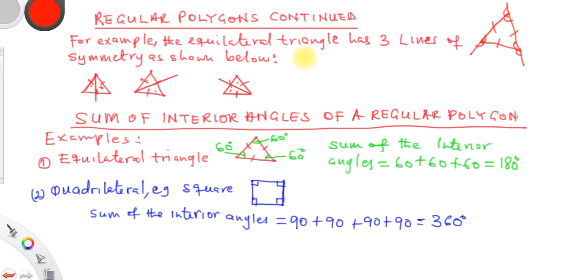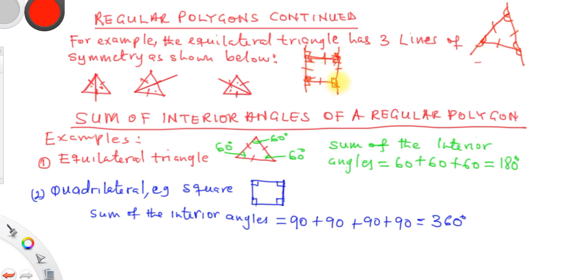We also said that the square is a regular polygon. Why? Because all the sides are equal, all the interior angles are equal, and all the exterior angles are also equal. The exterior angles are angles outside, and the interior angles are angles inside the polygon.